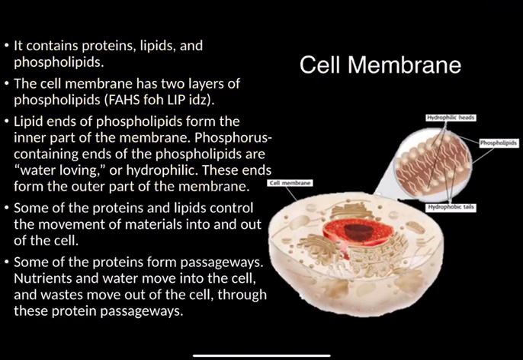The cell membrane contains proteins, lipids, and phospholipids. The cell membrane has two layers of phospholipids. Lipid ends of phospholipids form the inner part of the membrane. Phosphorus-containing ends of the phospholipids are water-loving, or hydrophilic. These ends form the outer part of the membrane. You can see these in the picture to the right of your screen.